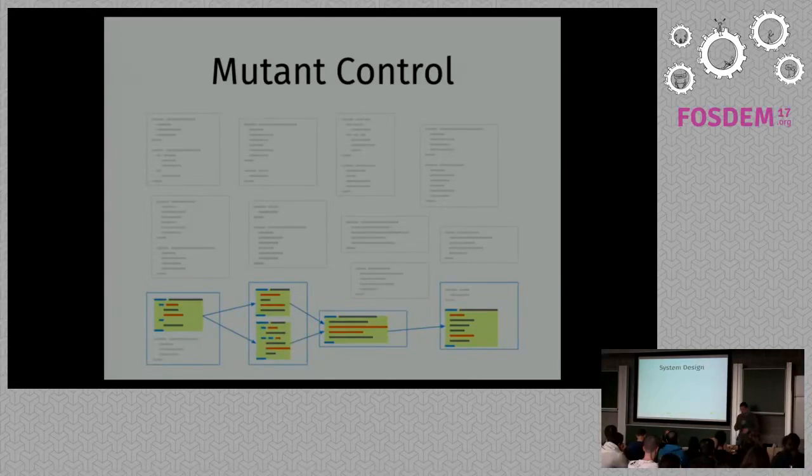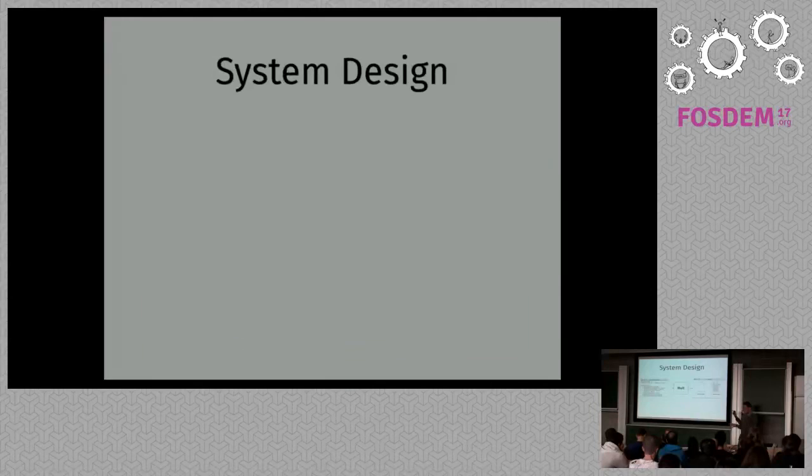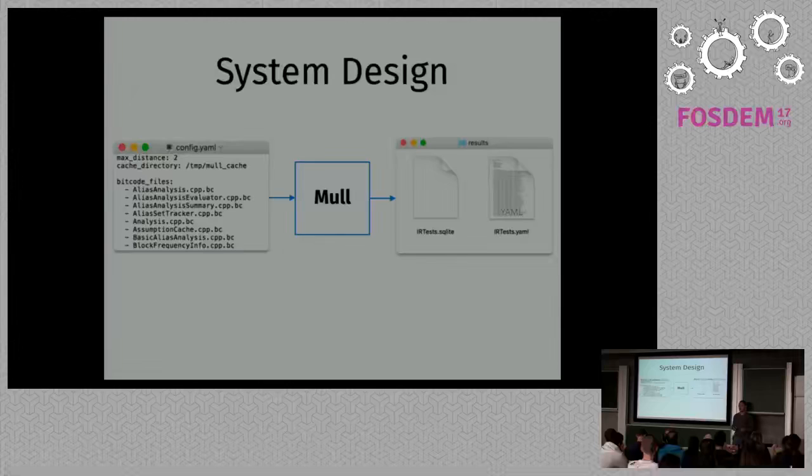Yeah, so a few words about the system design, how it works in general. This is like in a nutshell. The program consumes as an input a config file, which is just a YAML, which doesn't matter. What it contains is the list of bitcode files, basically showing which modules, where to get modules to process. And it also has settings for distance and some cache and so on and so forth.